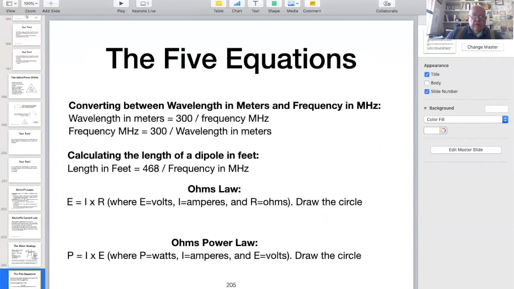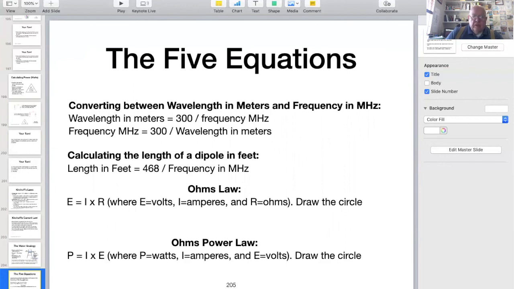All right, so here are all 5 equations. 2 of the formulas deal with converting between frequency and wavelength. Remember that 300 is always in the numerator. The third equation deals with calculating the length of a dipole. Remember the cheerleader chant, 2, 4, 6, 8, who do we appreciate? The final 2 are Ohm's law and Ohm's power law.